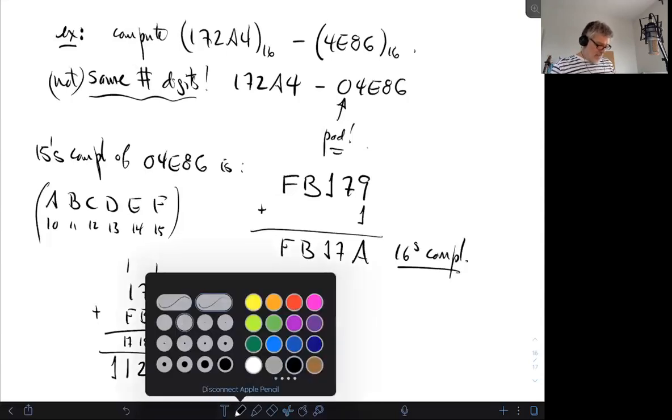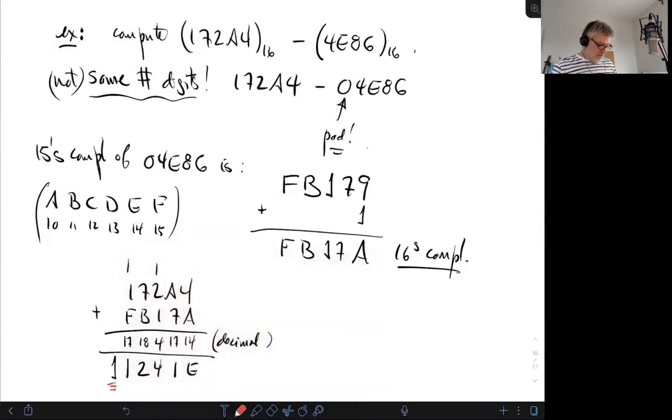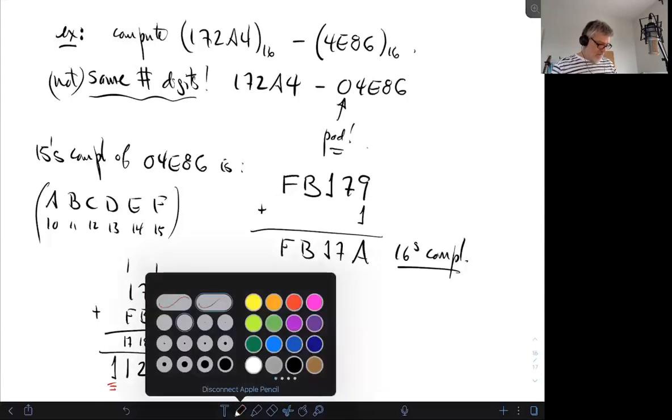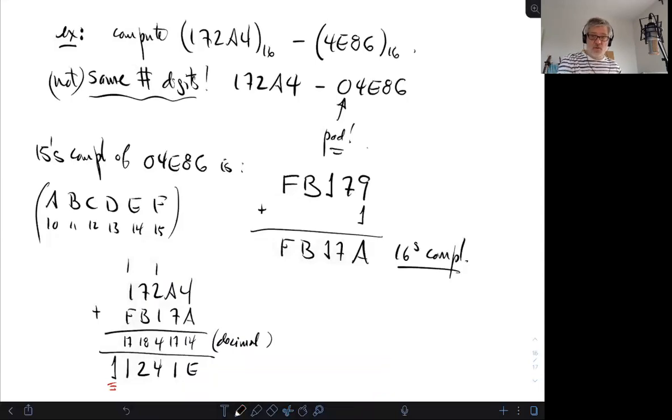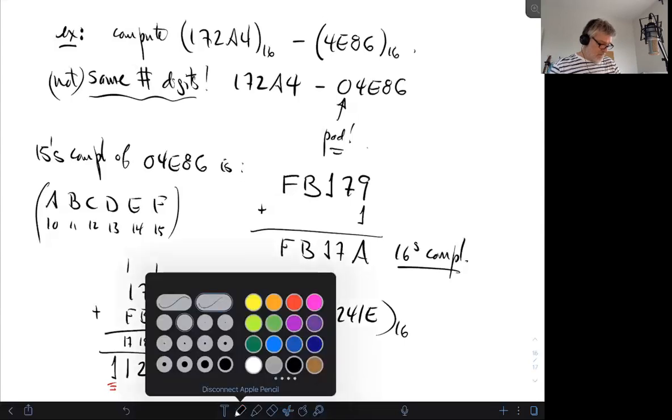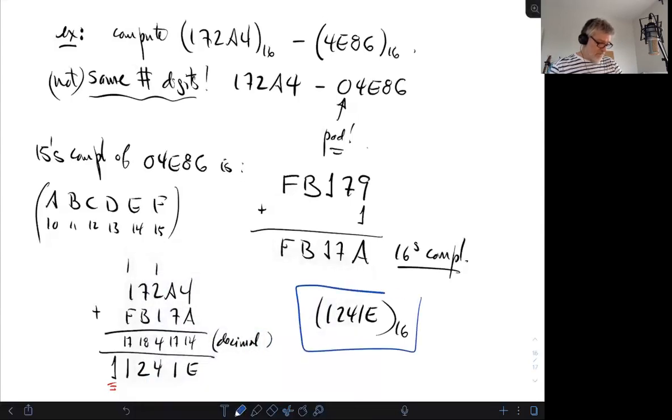And again, this is always gone, right? Because I'm doing a subtraction. So this extra 1 is just not part of my answer. So the answer will be 1241E. This is what I'm looking for.